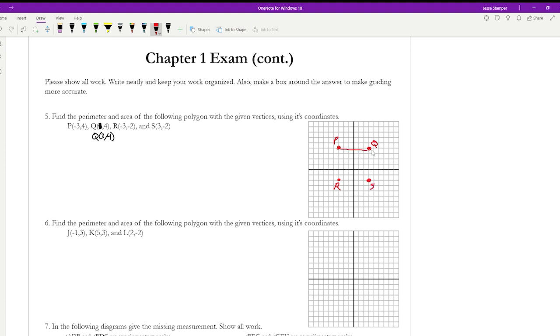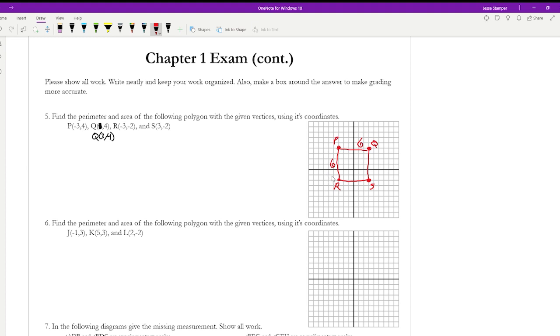So we have quadrilateral PQRS right here. Now, P and Q have the same y value. If they have the same y value, that means it's a horizontal line, which means we can just count the boxes. 1, 2, 3, 4, 5, 6. Yep, it's 6. P and R have the same x value. They're both negative 3. So we can just look and count the boxes again. 1, 2, 3, 4, 5, 6. And we have the length there.